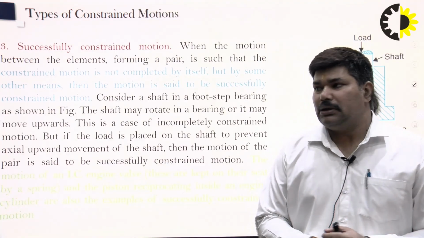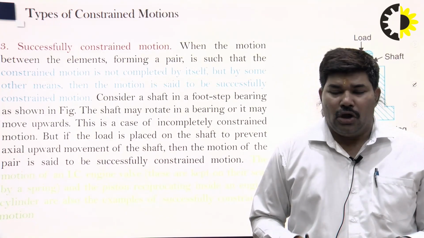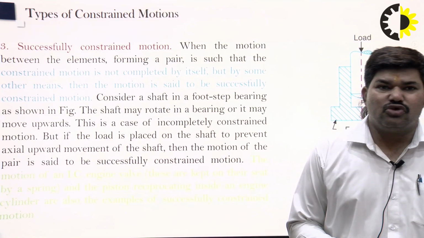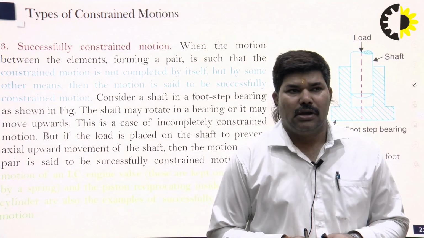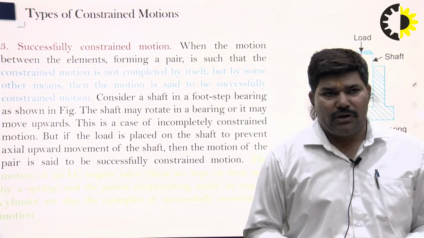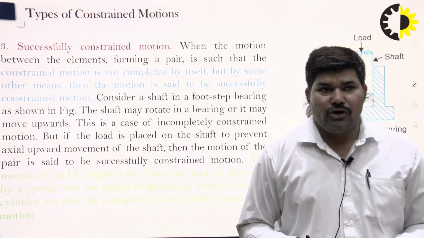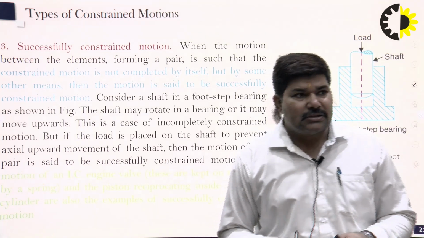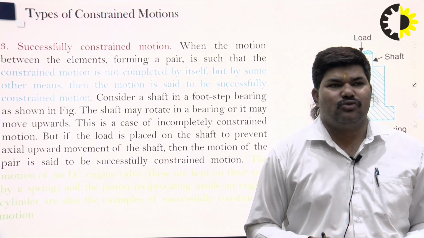Next is successfully constrained motion. We can say the motion is successfully constrained when the motion between the two elements forming a pair is such that the constrained motion is not completely achieved by itself, but by some other means the motion is made constrained.